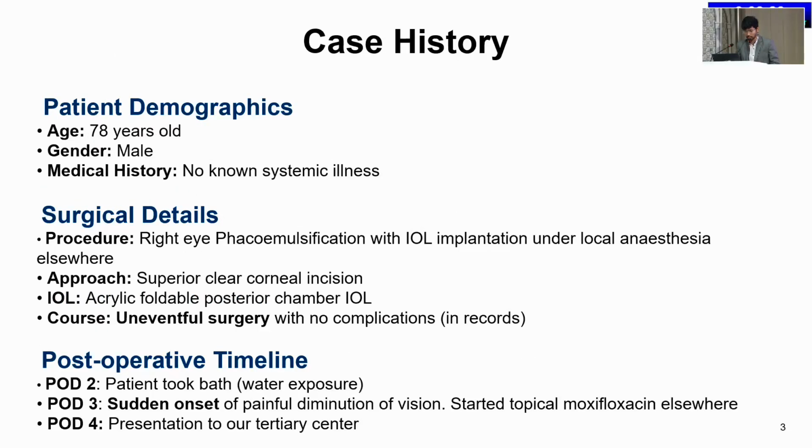We had a 78-year-old male who didn't have any systemic illnesses. He had undergone a right eye phacoemulsification with IOL implantation under local anesthesia elsewhere. He had undergone a superior phacoemulsification, for which a superior clear corneal incision was visible. An acrylic foldable posterior chamber IOL was put in, and it was an uneventful cataract surgery.